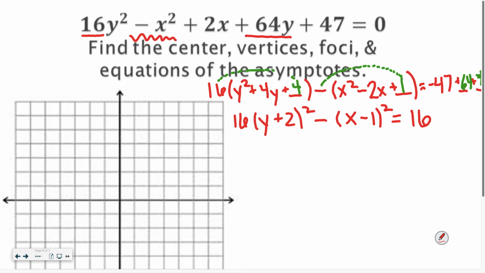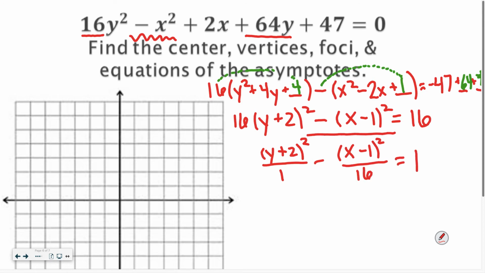Just like with an ellipse, we need this to equal 1. And so I'm going to divide both sides by 16. So here is our standard form equation that we need to be working with.